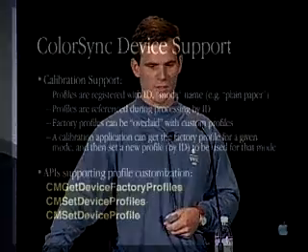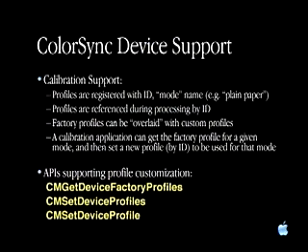So there are some APIs that support this. Get device factory profiles, and then we could have called it set device custom profiles, but we just called it set device profiles, and set device profile if the calibration application just wants to do one profile. Up until this point, the APIs in the device support have pretty much been things that just the system would call, but at this point, if a calibration application wants to get involved, it would use these APIs.